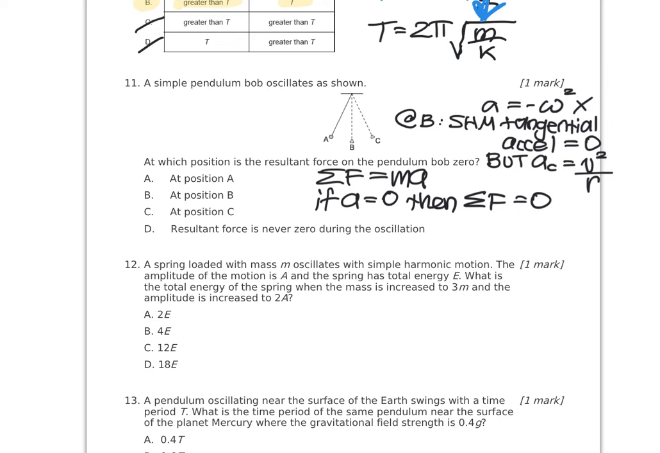And so therefore, if we have ourselves an acceleration, then we have ourselves a net force. So at which position is the resultant force 0? Nowhere. Choice D. And I say it's tricky because we have simple harmonic motion on the mind. I mean, I actually first answered this question as B.